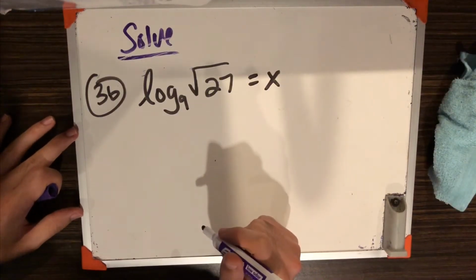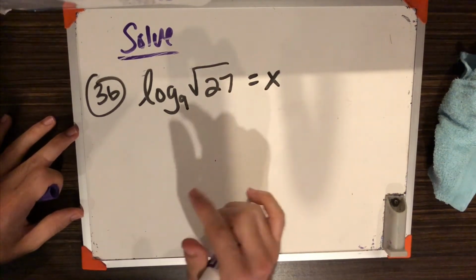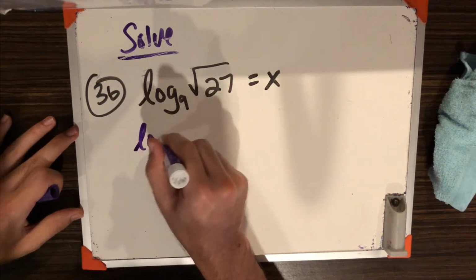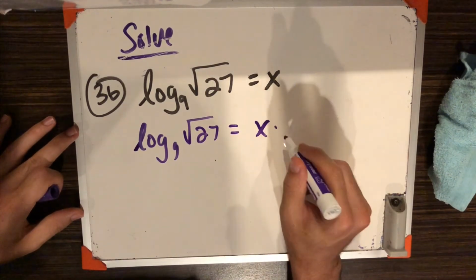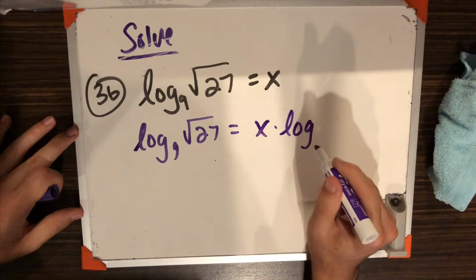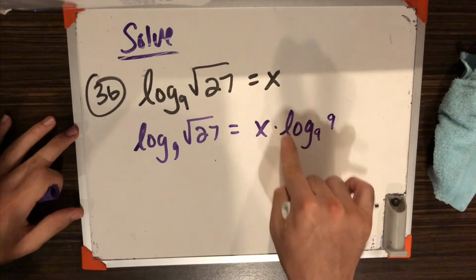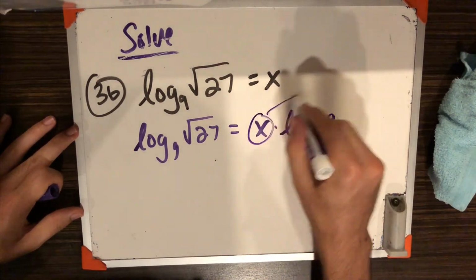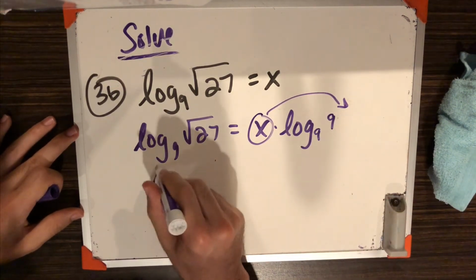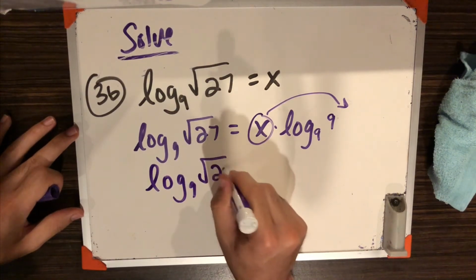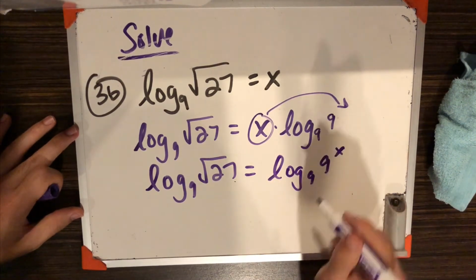Alright, so 3b. Let's do 3b. Again, I can easily put this in exponent form. Just to show you, I can put this in log form as well. So we have log base 9 of square root of 27. How about we change this to log form, so we can say log base 9 to 9. Again, this and this are the exact same thing. I can use my power law and state that's to the x power. So finally I have log base 9 square root of 27 is equal to log base 9 to the x power.